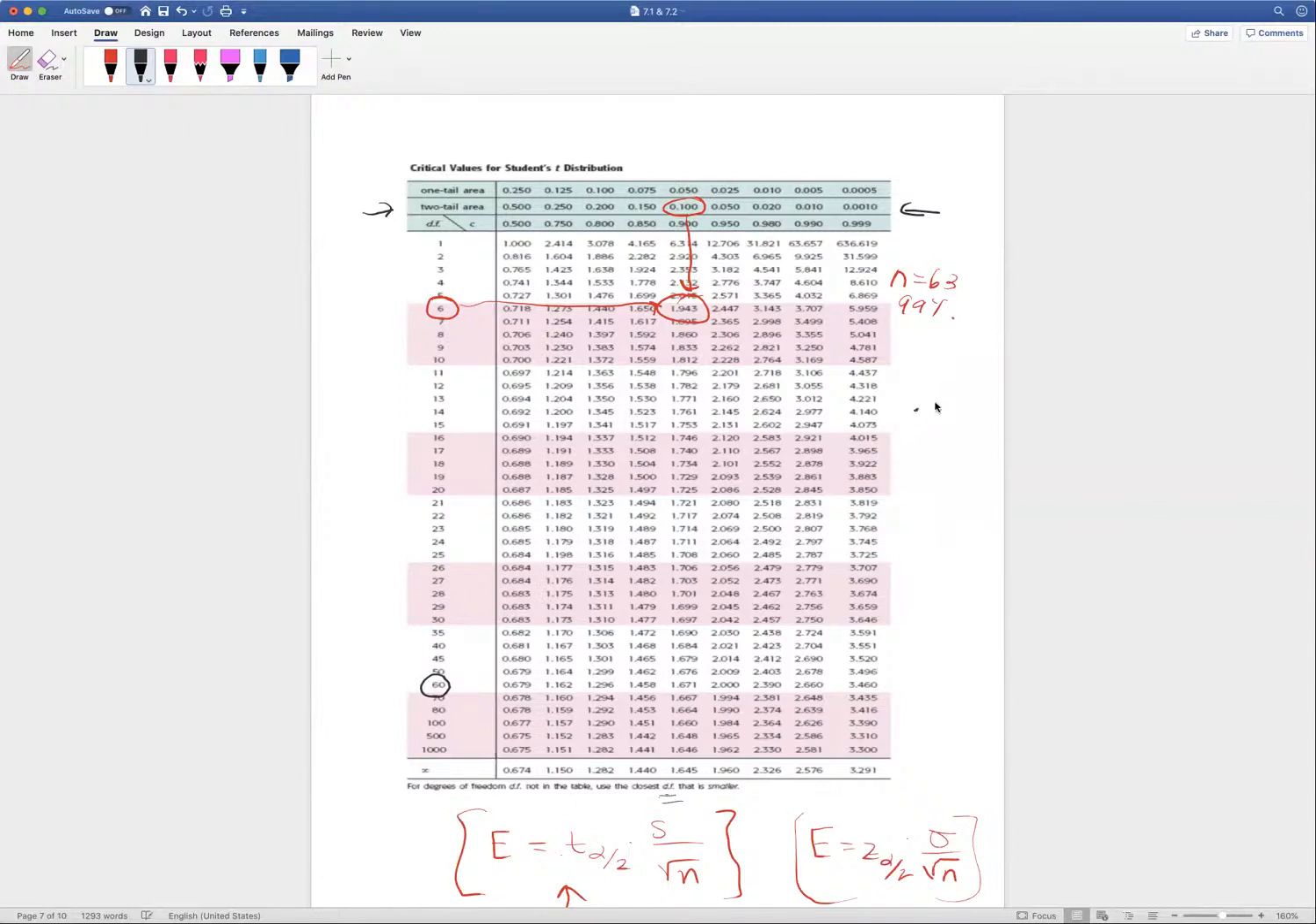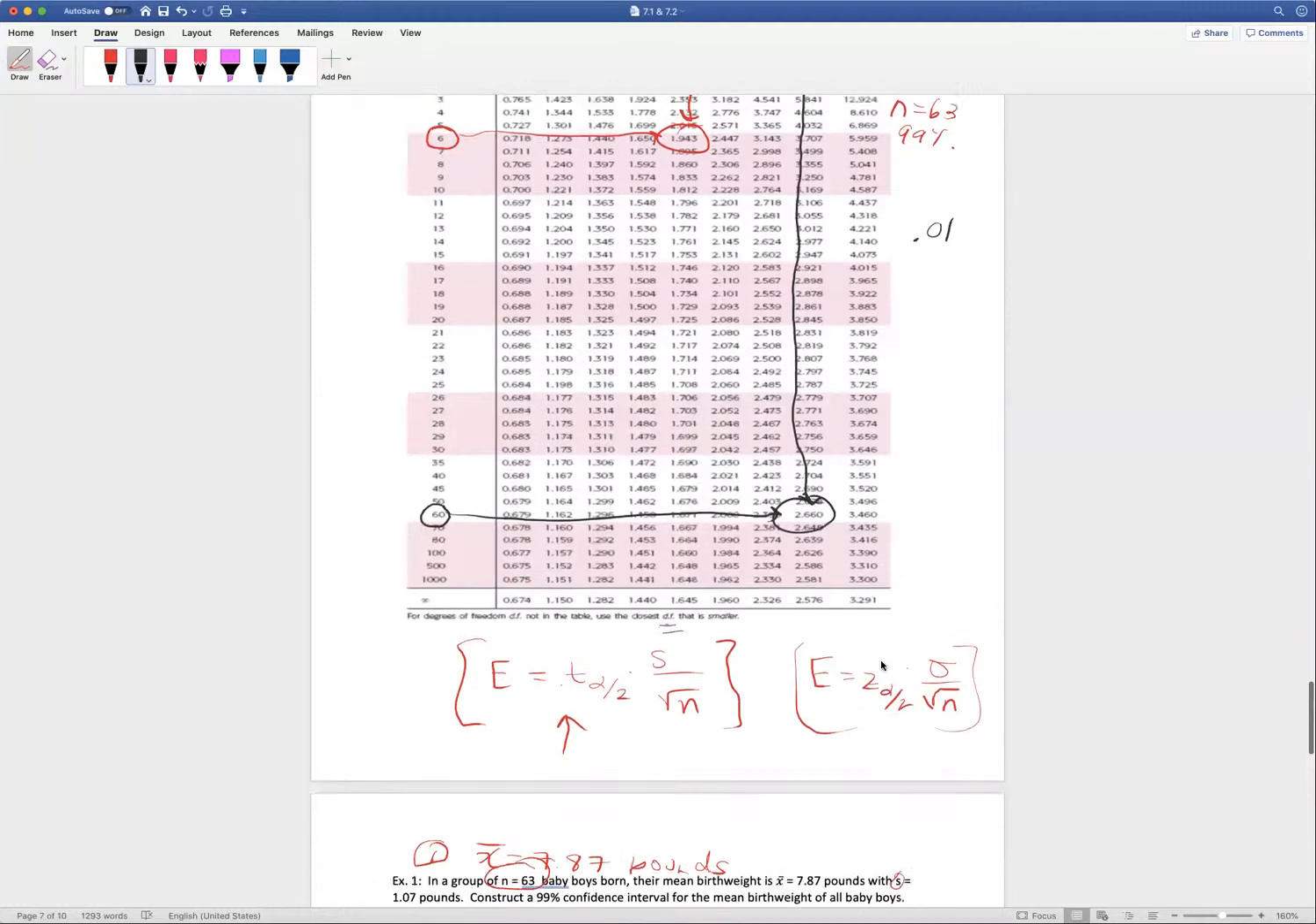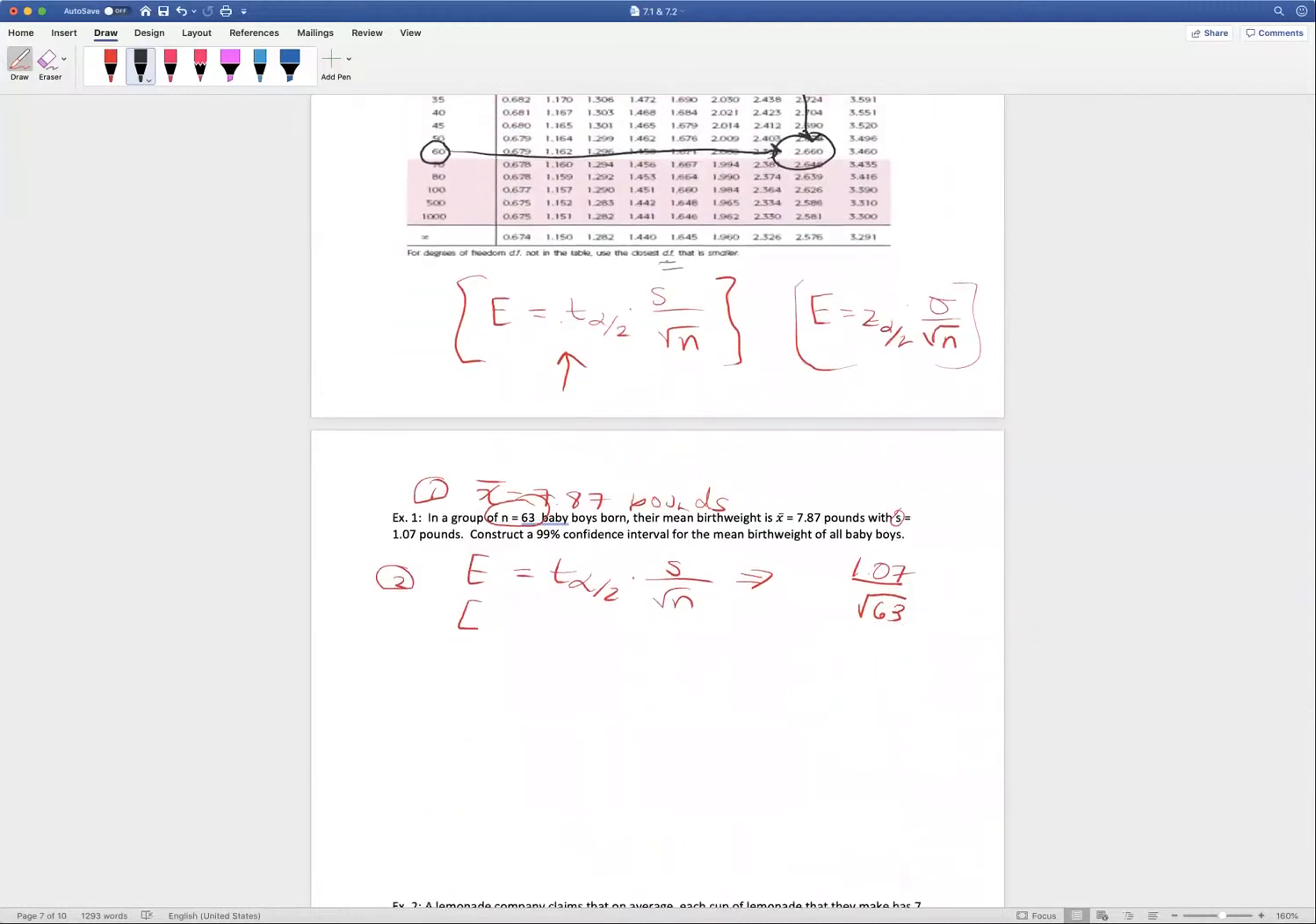99% confident means we have an alpha level of 0.01, because 100% minus 99% is 1%. So we're going to use this column down here. Let's see where these two intersect. Right here, coming across, we end up with 2.660. So T alpha over 2 is 2.660.